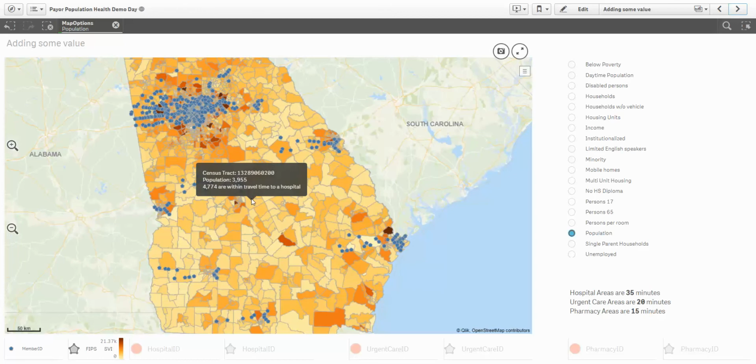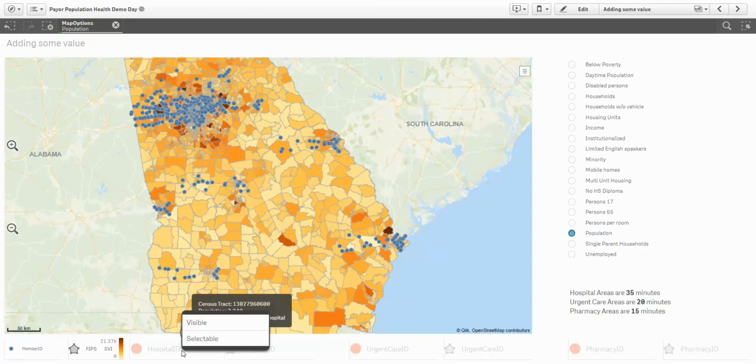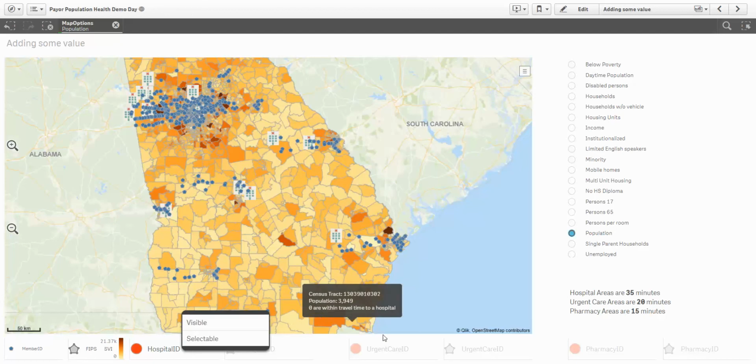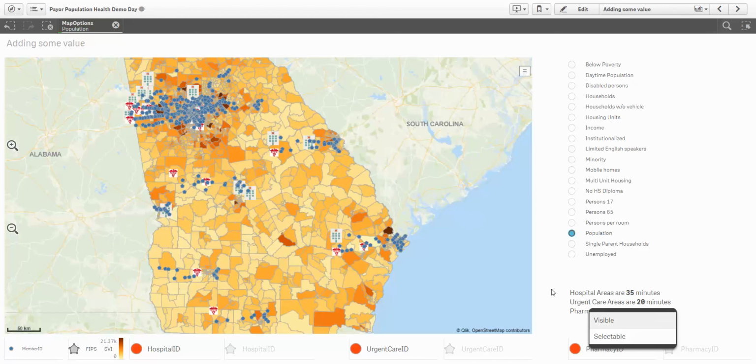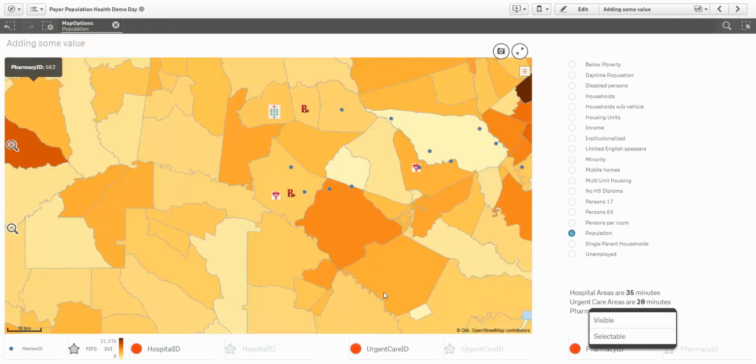I can see my members, but you know what I like to do? I like to see where the hospitals are in the state of Georgia. You know what I like to see? I like to see where the urgent cares are in the state of Georgia. I'd like to see where the pharmacies are. And so I can continue adding these layers and plotting these points because now I've also got some other information.